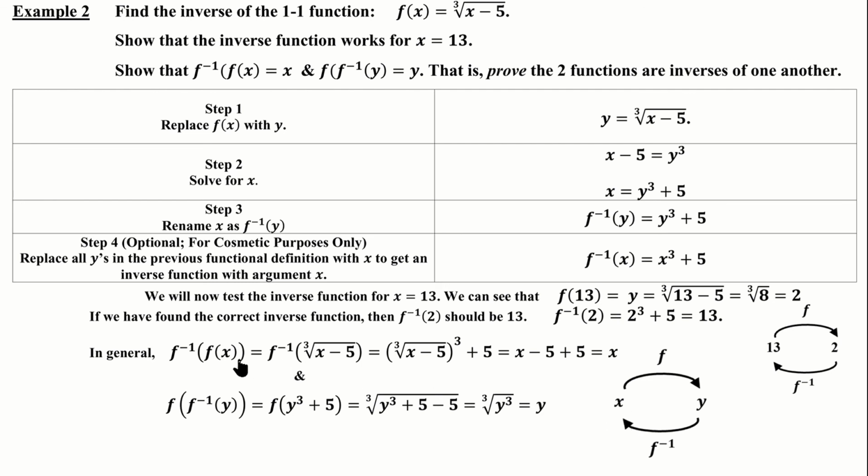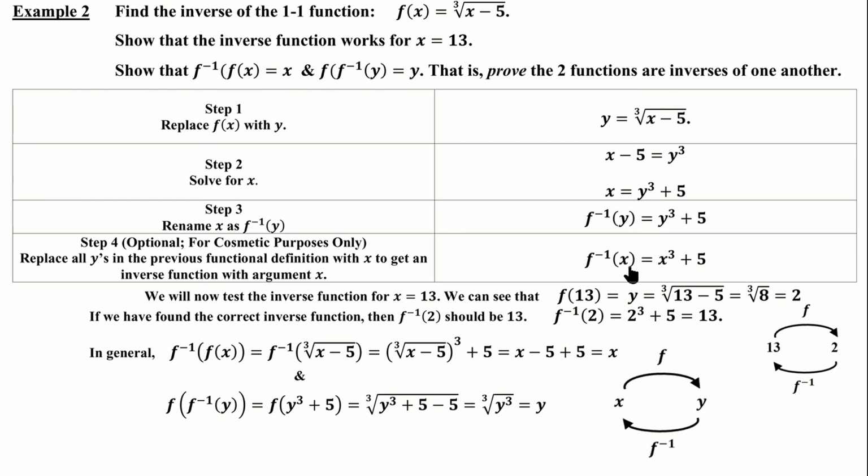Now, f inverse of f of x just means f inverse of what f of x was, which was what? Cube root of x minus 5. So that's just f inverse of cube root of x minus 5. Now we need to apply the function of f inverse to this input. What does f inverse do to whatever input you feed it? It cubes it and then adds 5. That's what we mean by the action of f inverse.